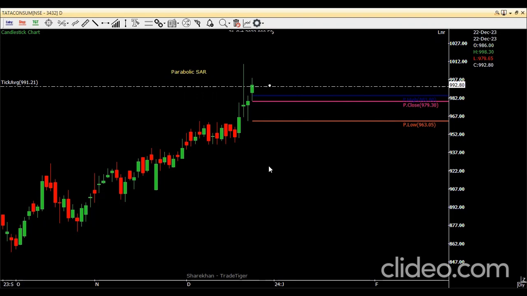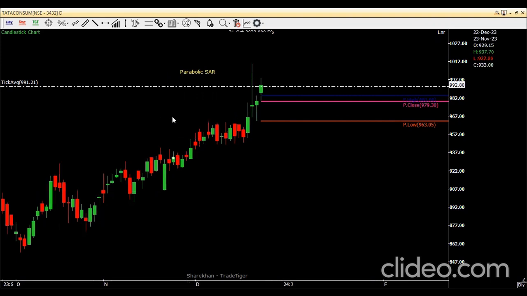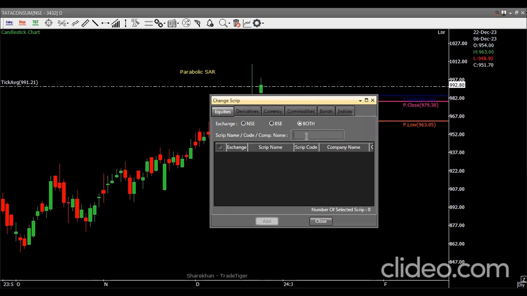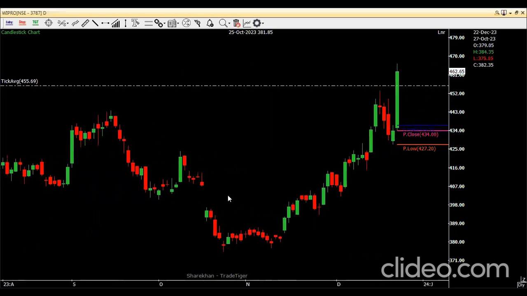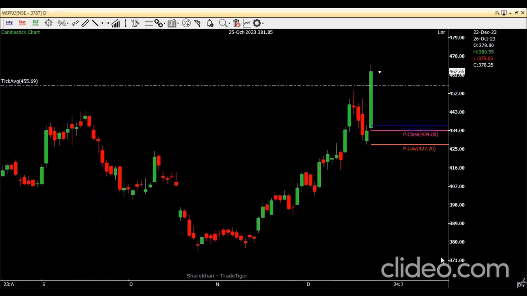So parabolic SAR, okay, first let us plot this in the chart. So this is Tata Consumer company. So let us plot it in some other reputed company like Wipro. So I am going to open the chart of Wipro. So as you can see, this is the chart and the time frame which I am using is daily. So daily time frame, and this is Wipro company. Okay. So first let me put the indicator which is called parabolic SAR.